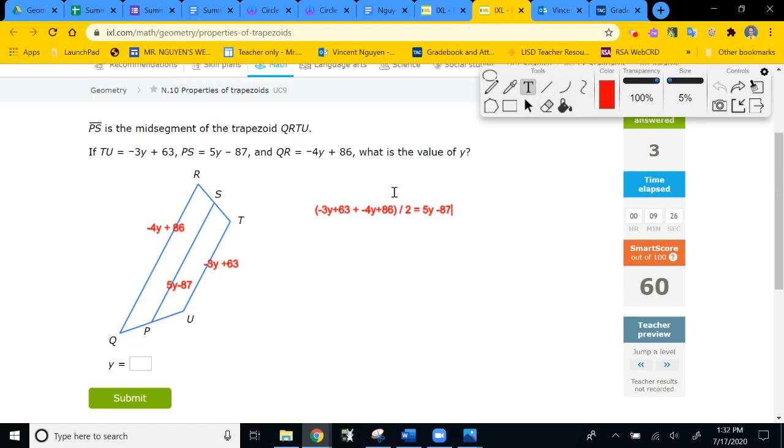Okay, now I'm going to start simplifying the terms a little bit. So I'm going to simplify the inside here. I'm going to get negative 7y. And then 63 and 86, that's 149. So plus 149. And all of that is divided by 2 equals 5y minus 87. Okay, now if you can divide each of these terms by 2 and get nice numbers, then you can do that. But for me, it's easier to double something than to cut something in half. So I'm going to get rid of this 2 and double the other side, right? So that this side will remain negative 7y plus 149.